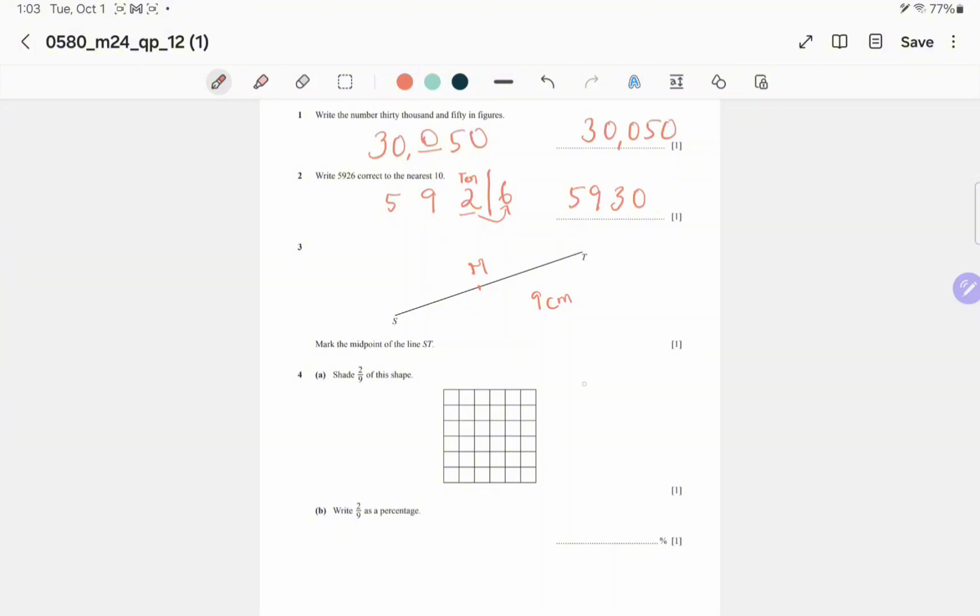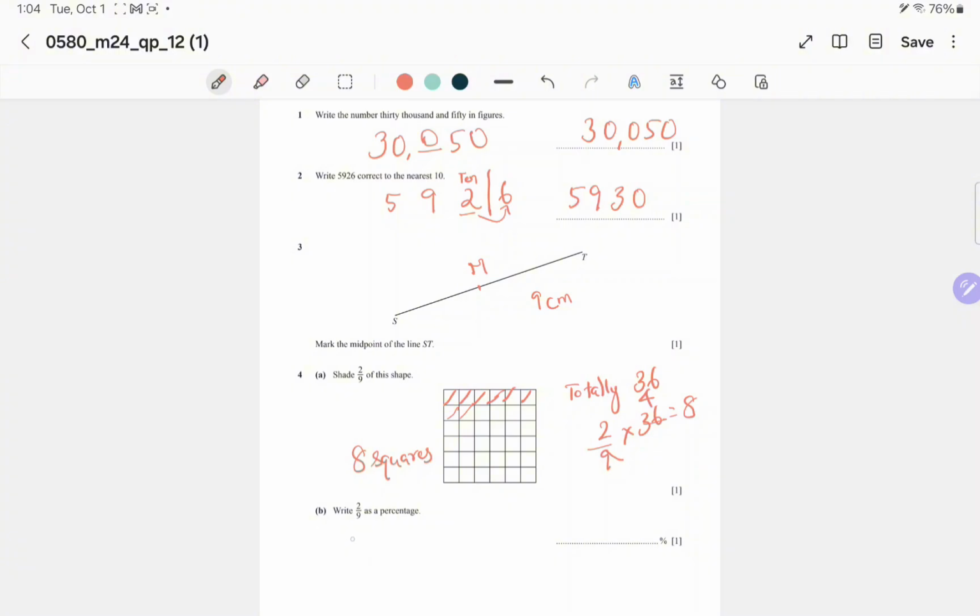Shade 2 by 9 of this shape. So there are how many squares totally? Totally 36 squares. Okay, so 2 by 9 into 36, which is approximately 8. So totally you have to shade 8 squares. 1, 2, 3, 4, 5, 6, 7 and 8. Okay, this is your answer. 8 squares.